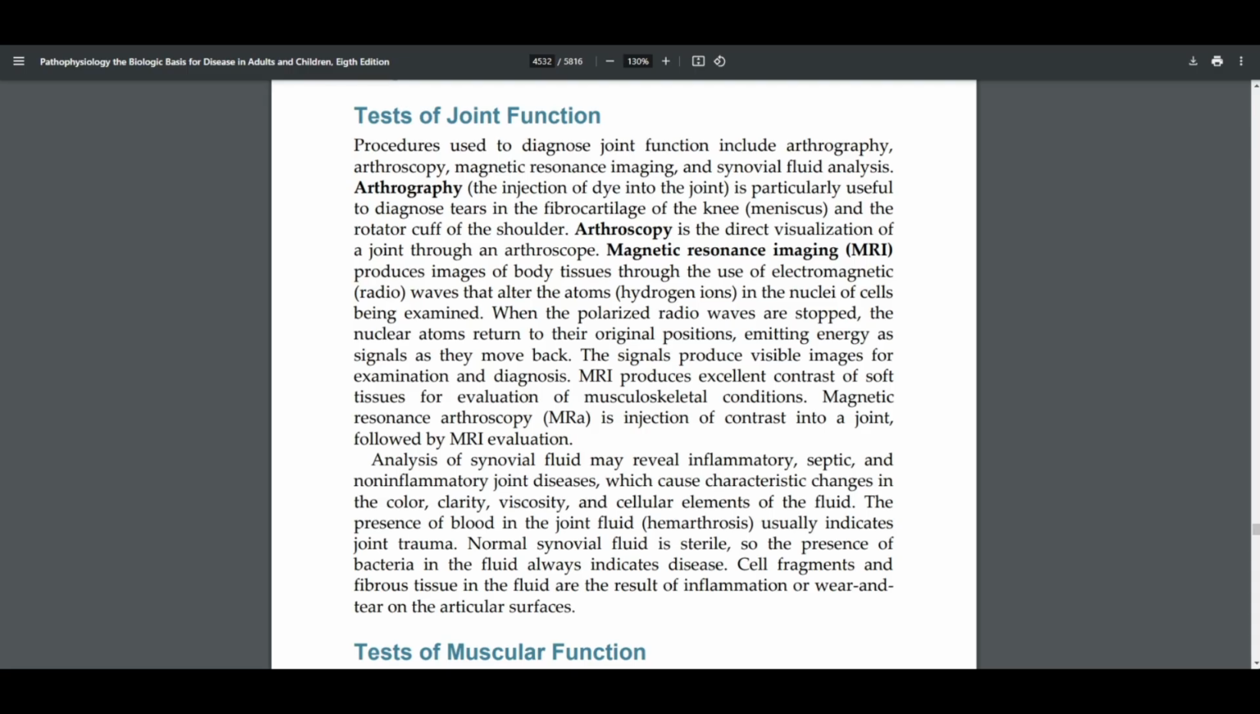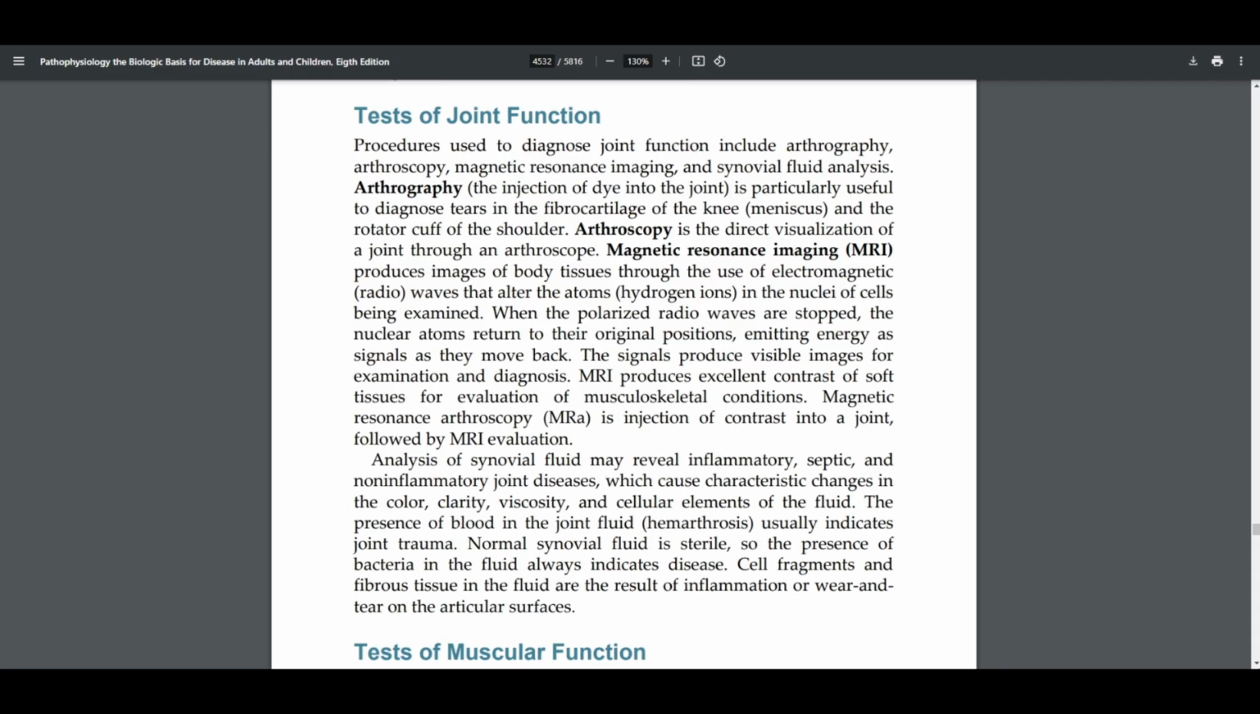MRI produces images of body tissue through the use of electromagnetic waves that alter the atoms in the nuclei of cells being examined. When the polarized radio waves are stopped, the nuclear atoms return to their original position, emitting energy as signals as they move back. The signals produce visible images for examination and diagnosis. MRI produces excellent contrast of soft tissue for evaluation of musculoskeletal conditions. MRA is injection of contrast into the joint, followed by an MRI evaluation.